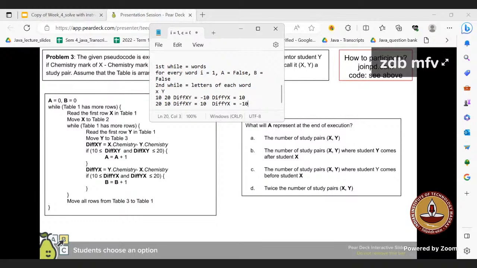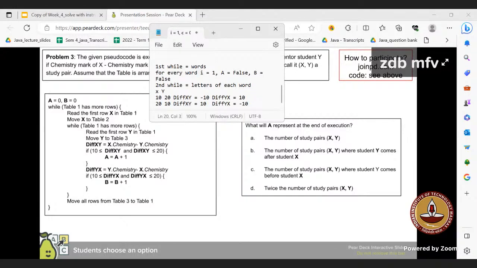So in the second case, we are incrementing. That means, so for the student, where x is coming and where y is coming. So y is coming after x only, no?